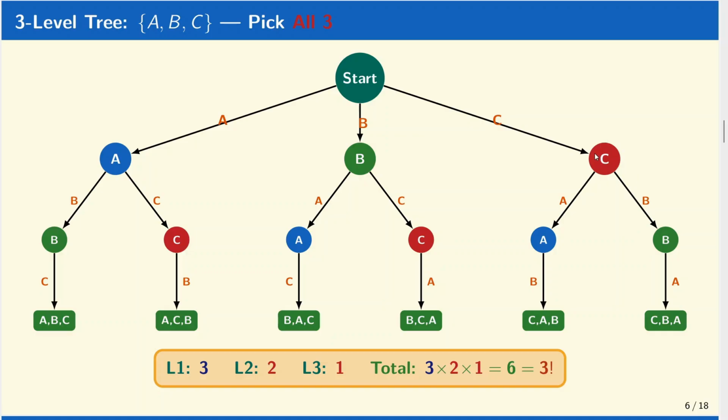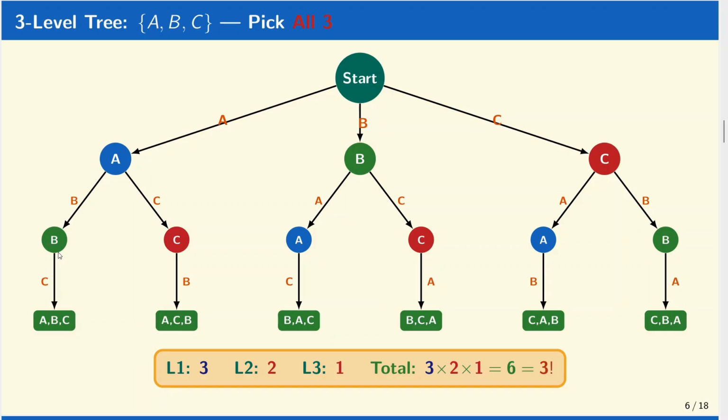Let's follow the leftmost path again. We pick A. Now, for level 2, we have 2 choices remaining, B or C. Let's say we pick B. At this point, we have chosen A and then B. Now we must make our third and final pick for level 3.